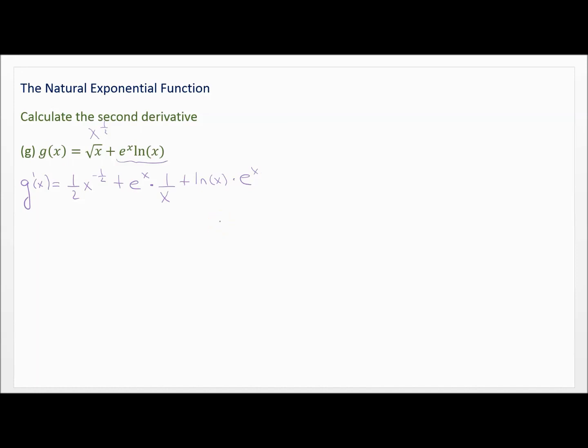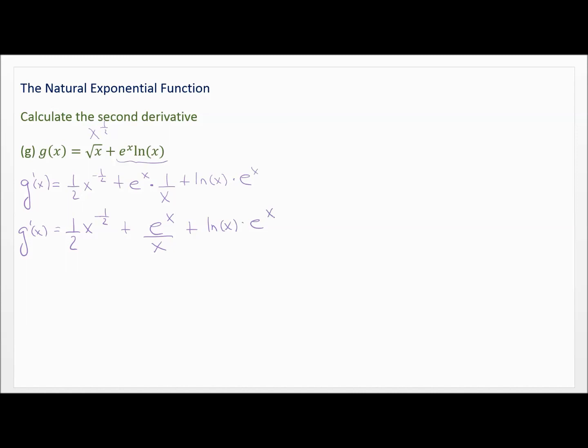I don't see, y'all, that there's a whole lot we can do. Probably that first term, like 1/2 x to the negative 1/2, it's worth leaving as is. But the middle term, you might want to write that as e to the x over x, and then plus natural log of x times e to the x, I think is as good as that gets.